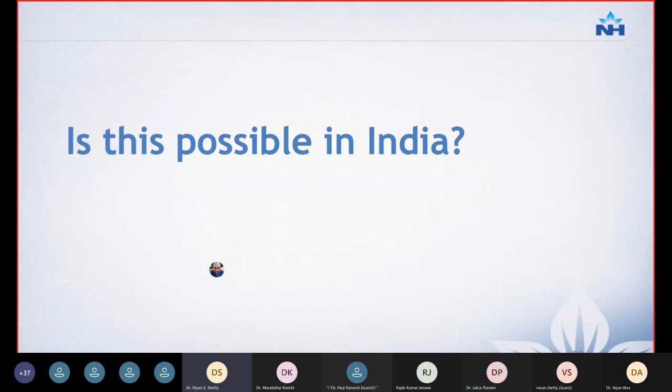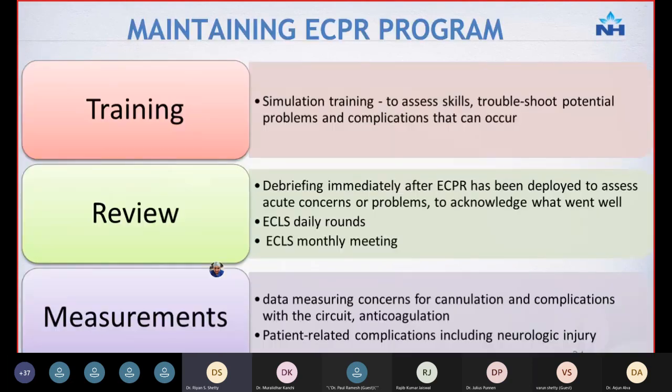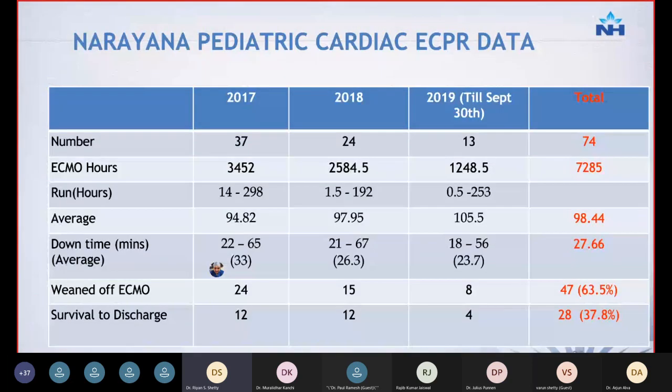I don't think there's a very active ECPR program for out-of-hospital cardiac arrest, but for in-hospital cardiac arrest in certain groups of patients, like in our hospital, the pediatric cardiac group, we have an active program. This is a little old data, but by the end of 2019 we had done about 74 in the last 3 years. And the survival to discharge is almost 37.8%.